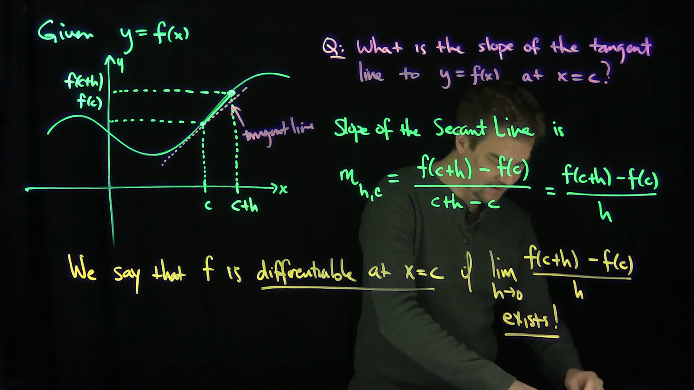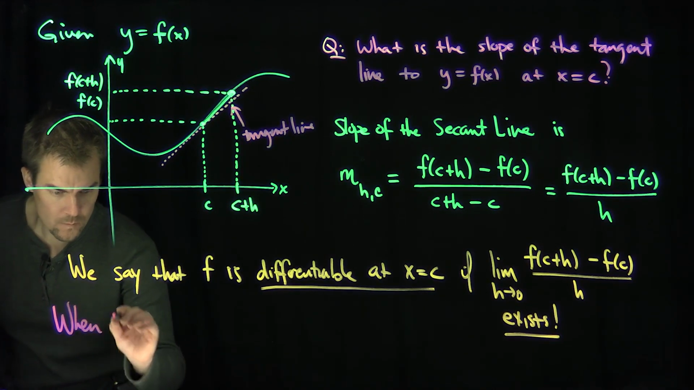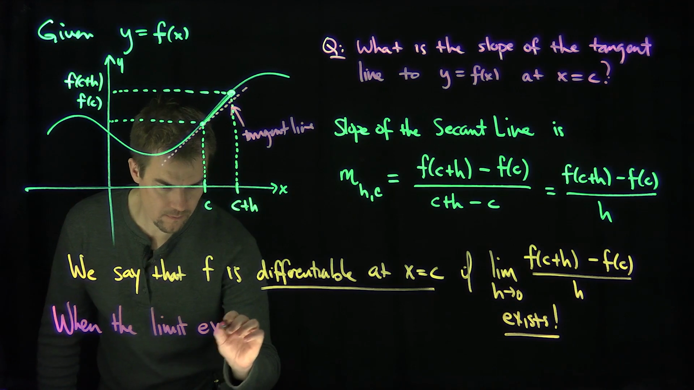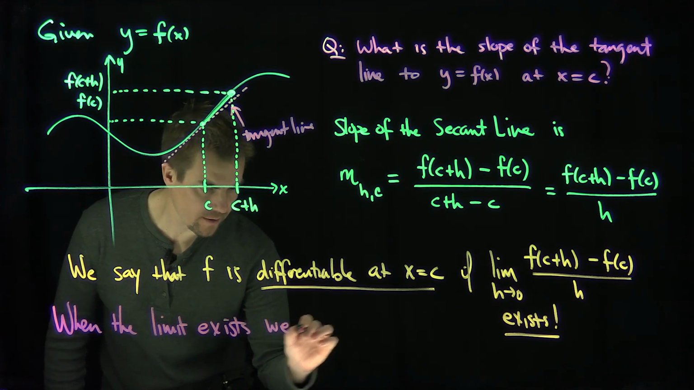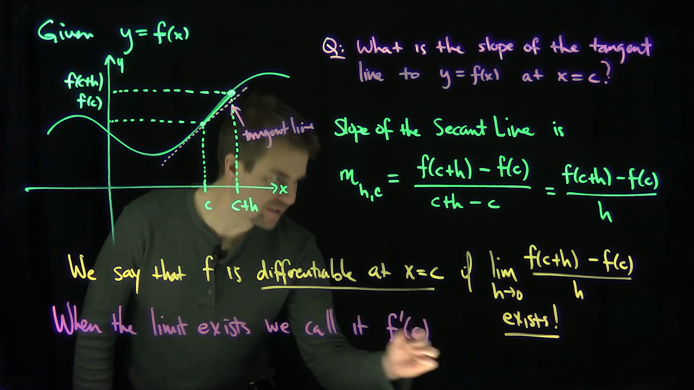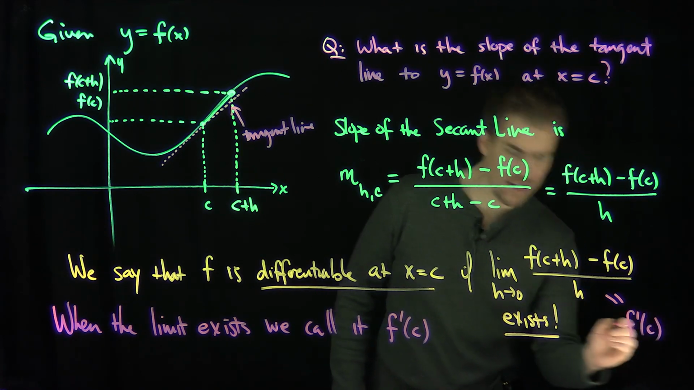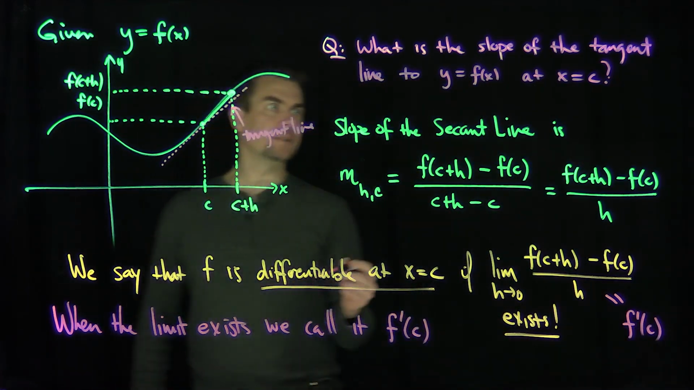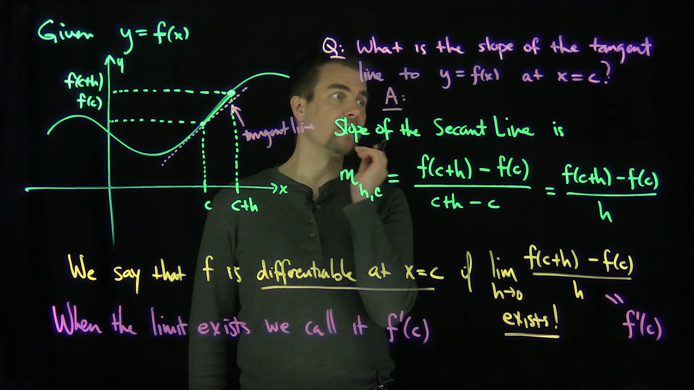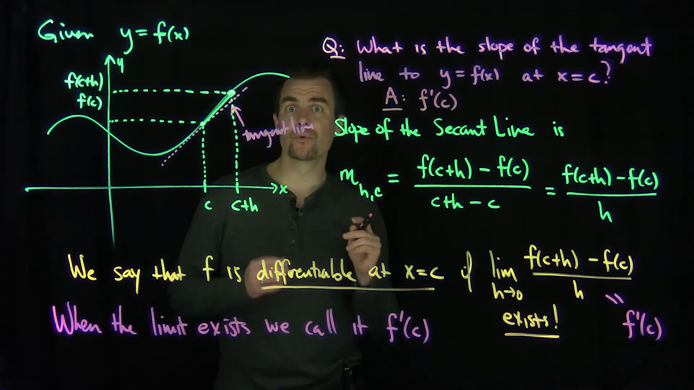When this limit exists, we call it f prime of c. So when this limit exists, it will be equal to what's known as f prime of c. And the answer to our question is that the slope of the tangent line to y equals f of x at x equals c is exactly this number over here, f prime of c, the derivative of f at c.